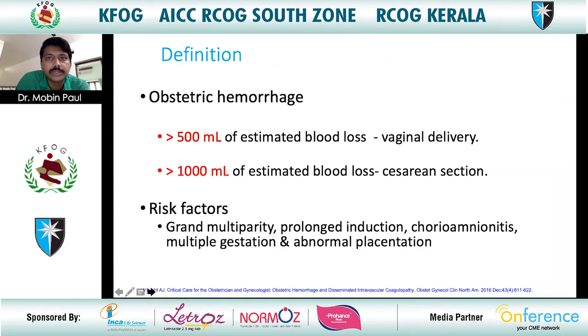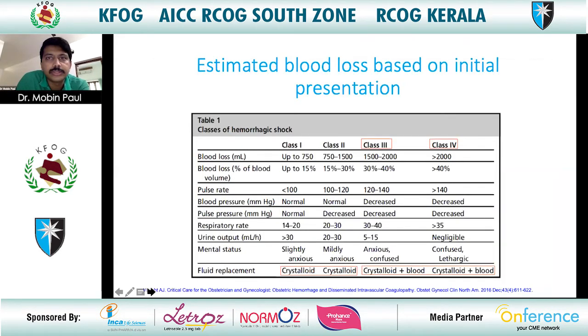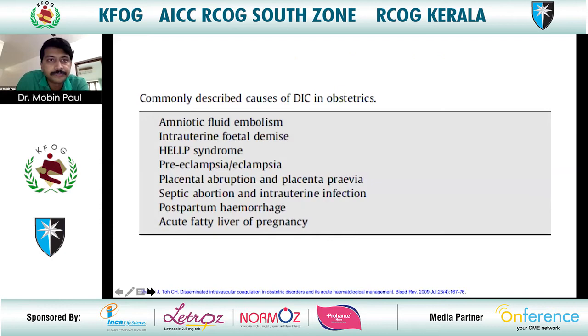So as Sachin previously showed, we can roughly estimate the blood loss when they present to us. When you have class 3 or class 4 hemorrhagic shock, you will have tachypnea, with a respiratory rate of 30 to 40 or more. Your urine output starts coming down. Your pulse rate goes into the range of 120 to 140. From class 3 and class 4, you need to add blood products along with crystalloids. Class 1 and class 2 you can manage with crystalloids. These are the commonly described causes of DIC in obstetrics.